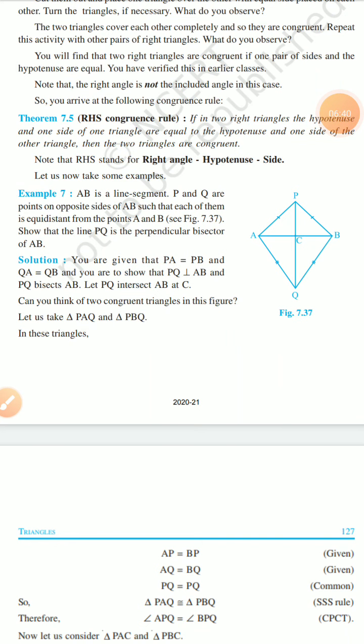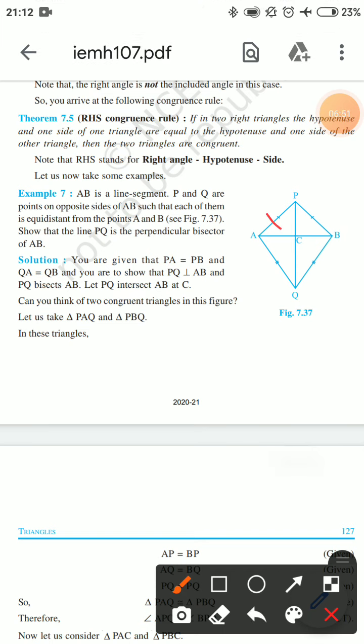So here we will take triangle PAQ and triangle PBQ. Clearly in this triangle you can see that side PA is equal to PB, side AQ is equal to side BQ, and side PQ is common in both triangles. So we can say that these triangles are congruent.